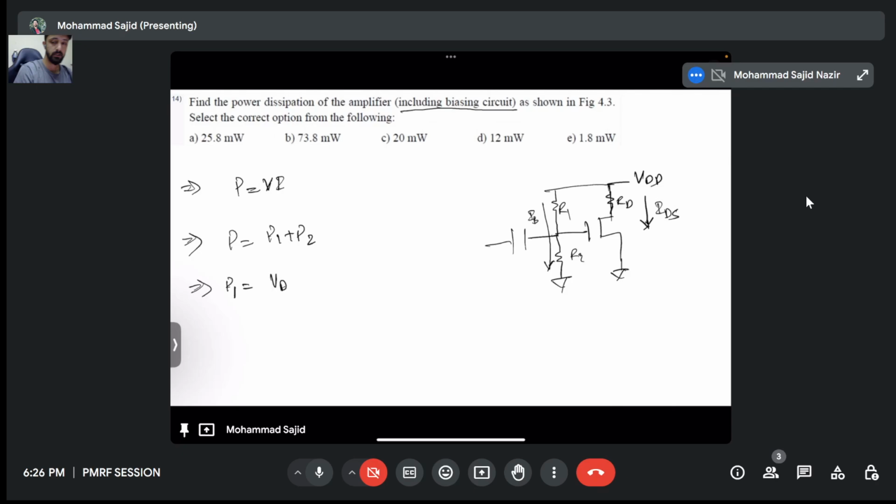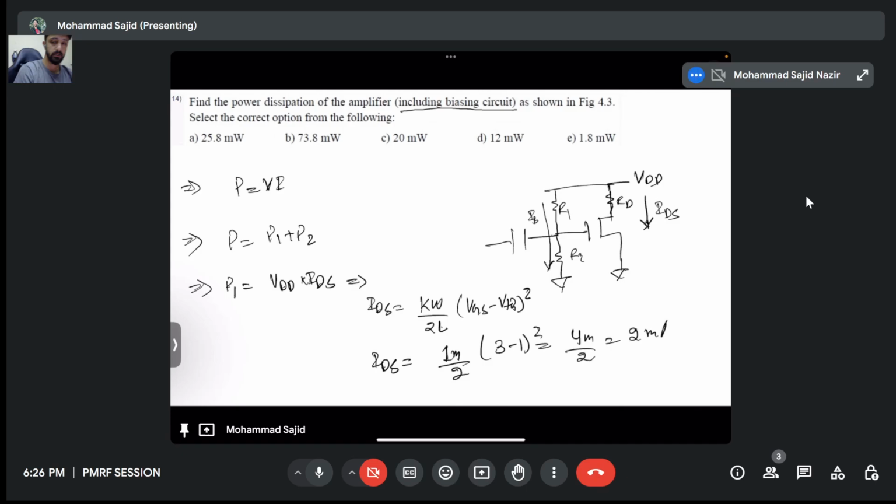That will be VDD. And total current drawn from this is IDS, which is given by IDS = (K W by L) by 2 times (VGS minus VTH) whole square. So IDS is 1 milli by 2, KW by L is 1 milli, VGS is 3 minus 1 whole square, that is 4 milli by 2, which is 2 milliampere. So P1 will be VDD, that is 12, multiplied by 2 milli, that is 24 milliwatt.